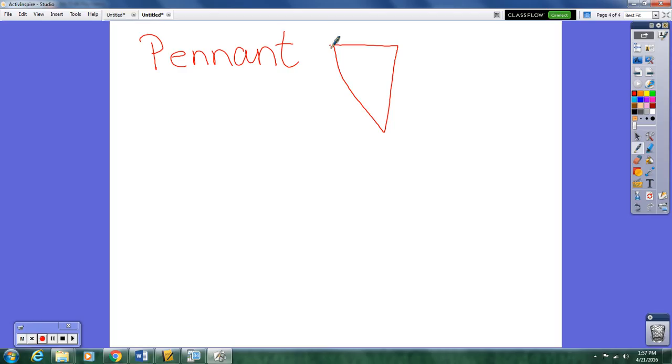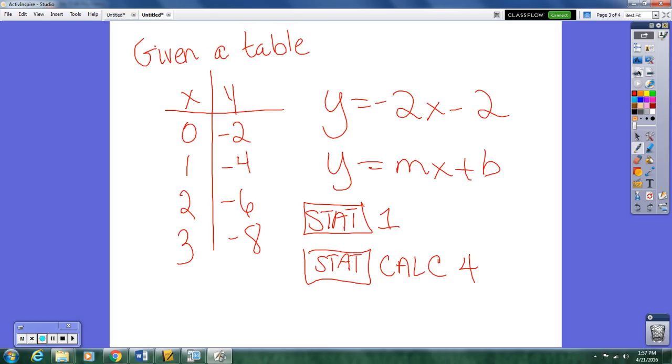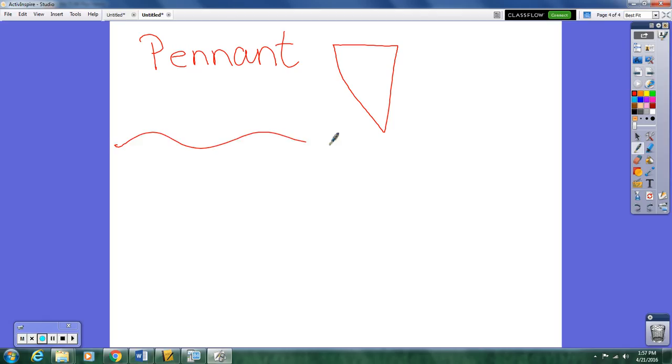Now, let me go back. Make sure I don't have it right there. What if you're given this equation? How do you find the slope of that line? That's in standard form. Certainly not the form we need it to be in. We want it to be in slope-intercept.